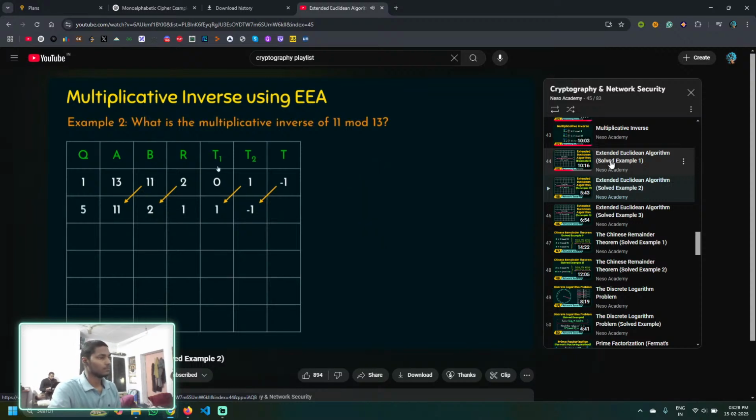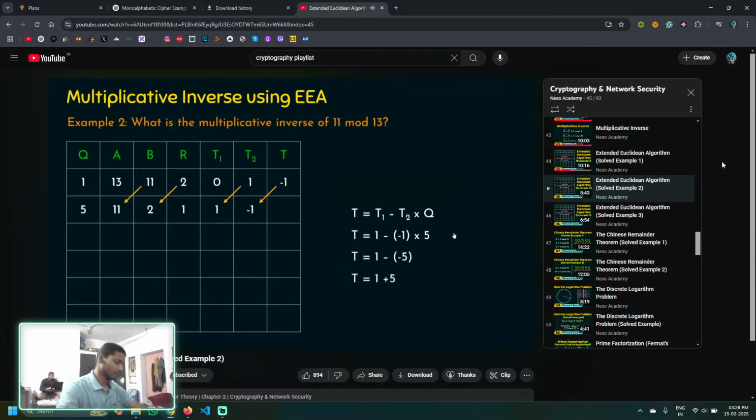Now you know how to compute t. You are now going to use 0 for t1 and 1 for t2. Now we have t1 and t2 with the values, right? So t is equal to t1 minus t2 into q. We will get t is equal to 1 minus -1 into 5. So just refer to this row for the values. Now after evaluating this, we get t is equal to 1 plus 5, which is equal to 6. Now we found out the value of t, which is 6.